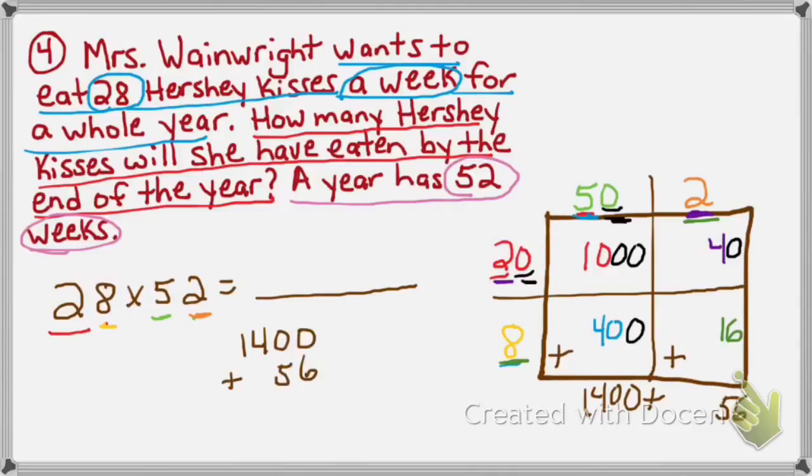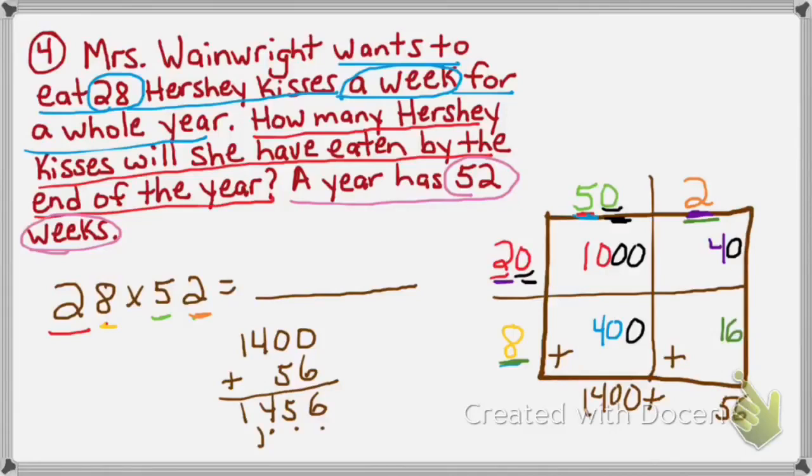Notice again how I line up all of my digits. So 0 plus 6 is 6, and 0 plus 5 is 5, and 4 plus nothing is 4, and 1 plus nothing is 1. Count back 1, 2, 3 to put in my comma.